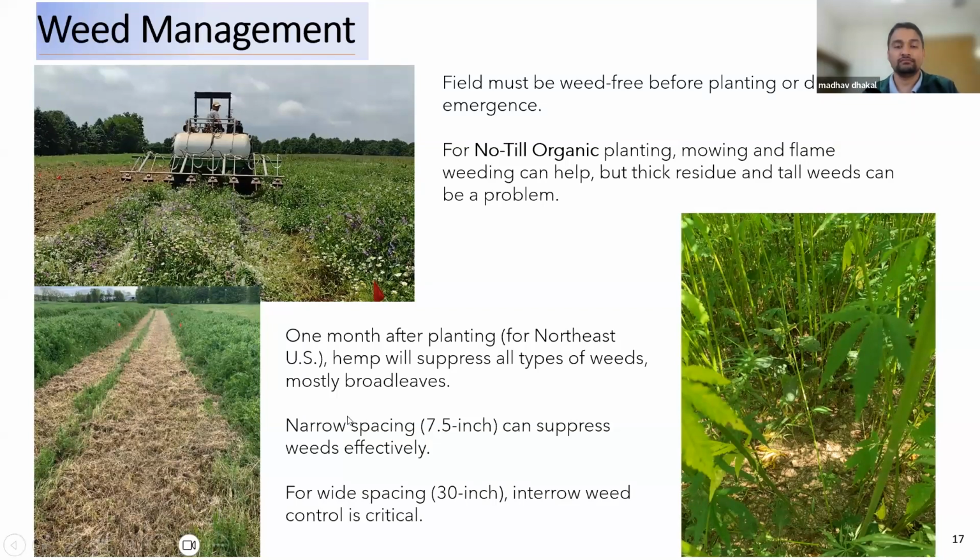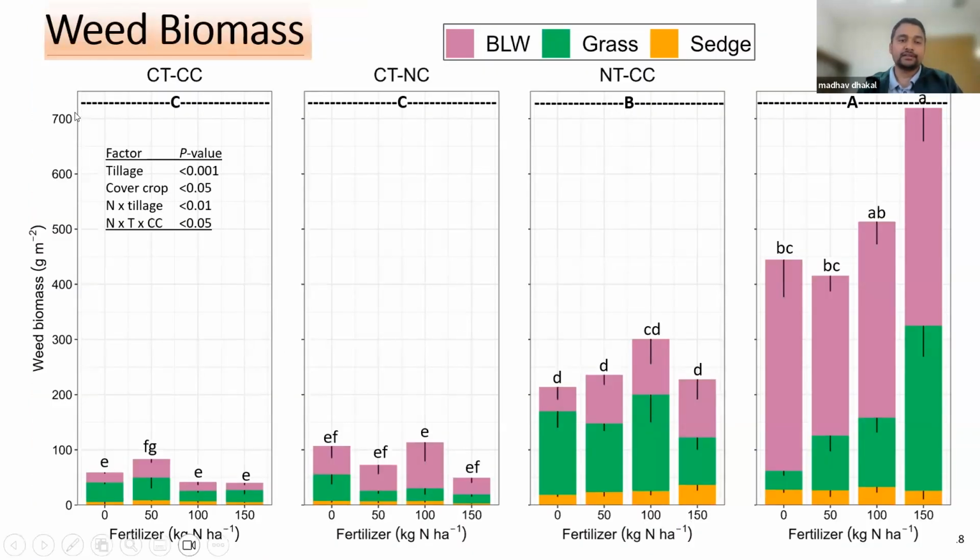To get that weed suppressive effect, narrow spacing is recommended. We planted at 7.5 inch spacing, and that almost completely suppressed the weed. For wide spacing, if you are planting your hemp at something like 30-inch spacing, inter-row weed control is critical, because the canopy closure would be late, until your 30-inch spacing is covered. That means you need some sort of weed control, especially in the first month.